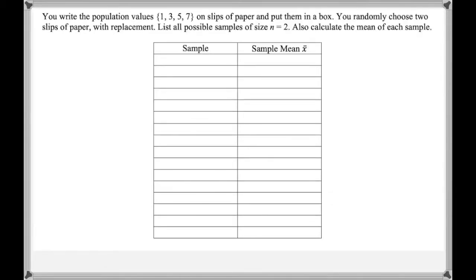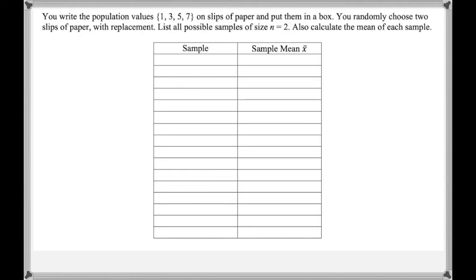You write the population values 1, 3, 5, and 7 on slips of paper and put them in a box. You randomly choose 2 slips of paper with replacement, so that means that after you select them, you put them back into the box. List all possible samples of size n equal to 2. Also calculate the mean of each sample.